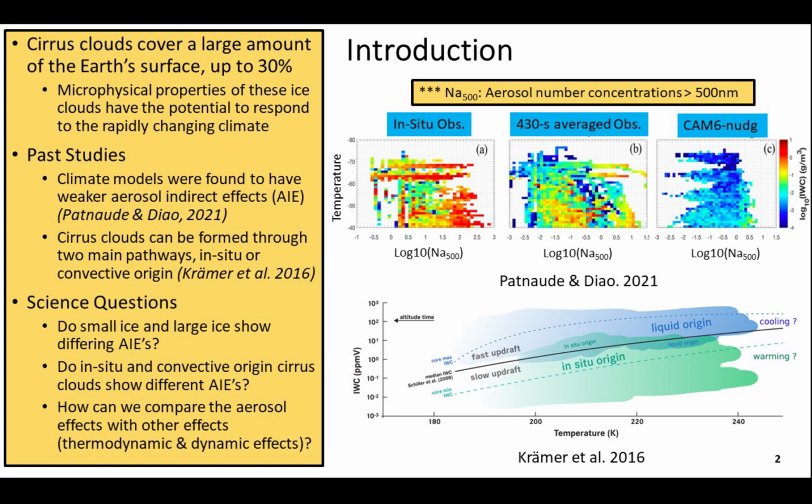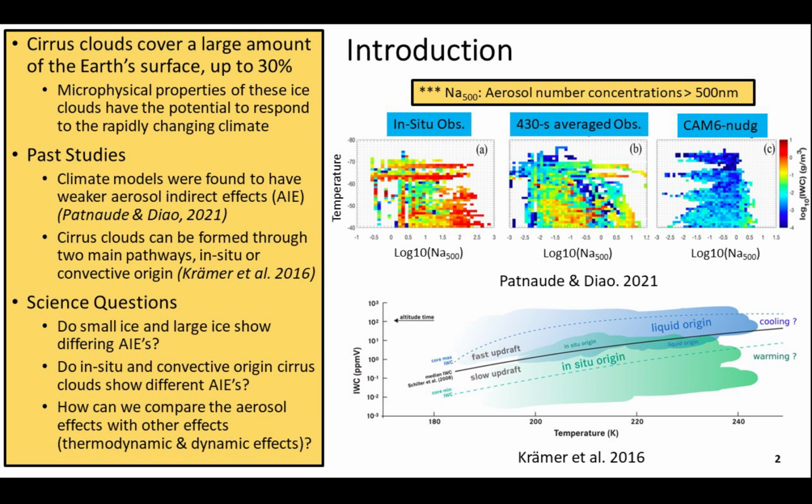Another study found that cirrus clouds can be formed through two main pathways, either in situ or convective origin. And this is from Martina Kramer's 2016 study. And this figure shows where you can find these two types of cirrus clouds. Basically, in situ origin cirrus clouds are found in regions of slow updraft with low to medium ice water contents, and convective origins are more likely found in regions of fast updraft with medium to higher ice water contents.